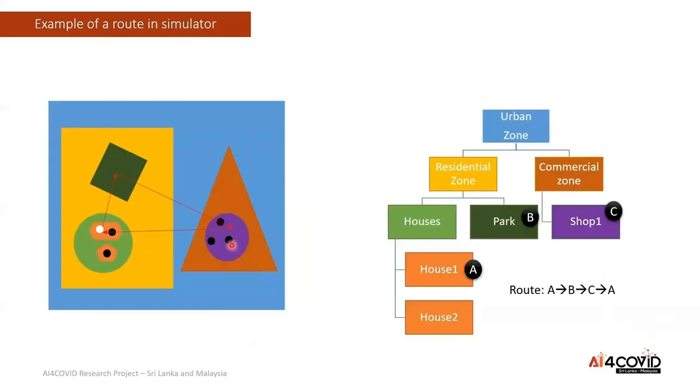So let's think that for a given person, the daily routine is first going to this house 1, and the second thing is going to this park, and the last thing is going to this shop, and then after that he will come back to house 1. So the house 1 is given here, and the park is given here, and the shop 1 is given here in purple color. So what he's going to do is go from this house 1 to the park to the shop 1 and come back to the house 1.